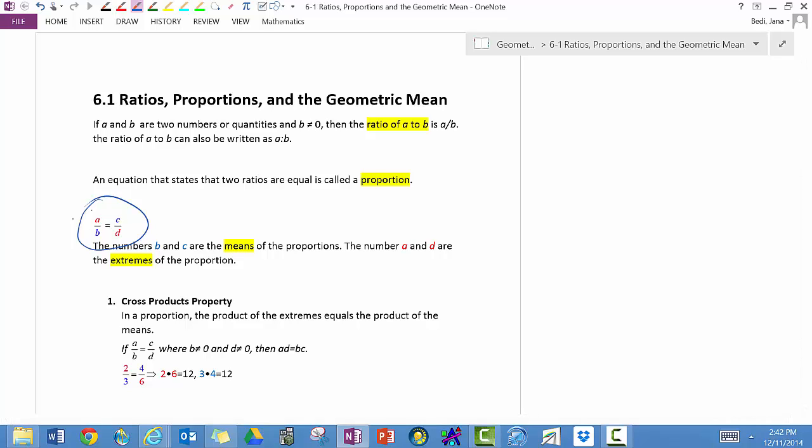Just remember that anything in the denominator cannot be 0. So neither B nor D can be 0, because when you divide by 0, the result is undefined.